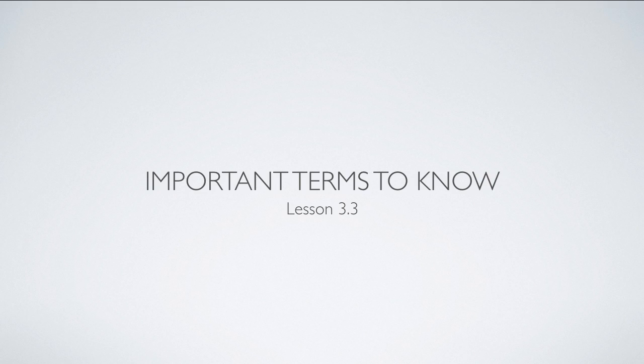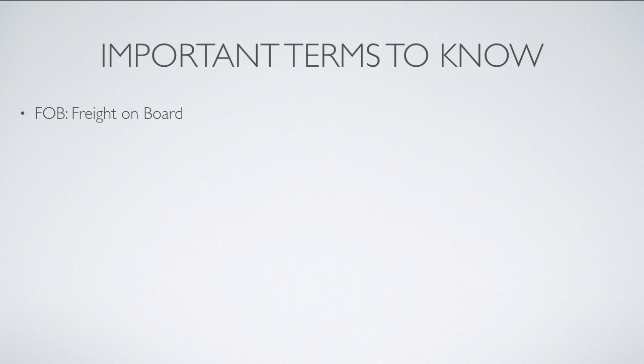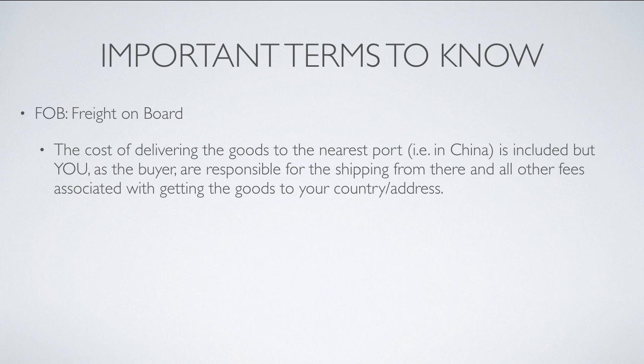In this lesson, we'll be discussing some important terms that you need to know about this process of contacting suppliers. The first of these terms is FOB, which refers to freight on board, and this basically means that the cost of delivering the goods to the nearest port, for example in China, is included. Okay, so the supplier is basically taking care of the cost of getting the inventory, for example, from their factory or their warehouse to the port or to wherever they're sending off the inventory from. So that's covered by them.